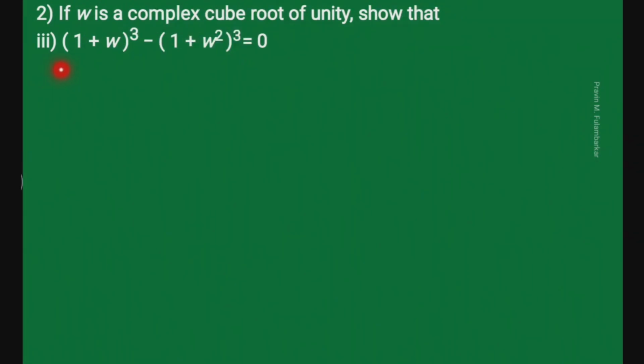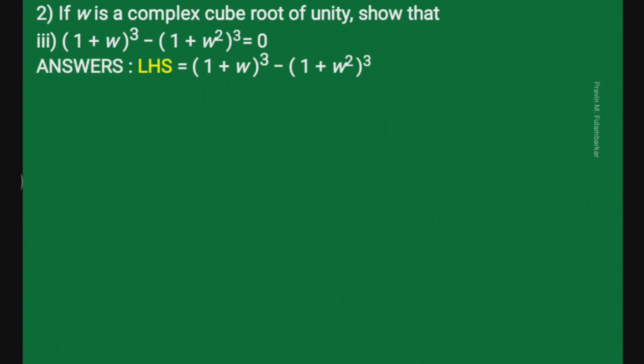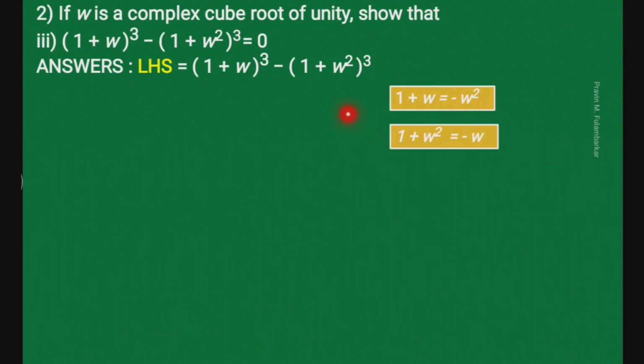Now see third sub question. 1 plus omega bracket cube minus 1 plus omega square bracket cube equals to 0. So again here we consider LHS. So LHS equals 1 plus omega cube minus 1 plus omega square its cube. So again we use the property 1 plus omega plus omega square equals 0. So from that we write 1 plus omega as minus omega square, and this 1 plus omega square as minus omega.